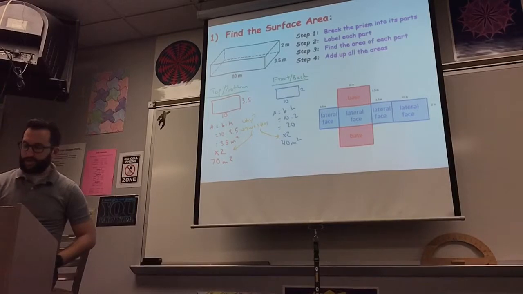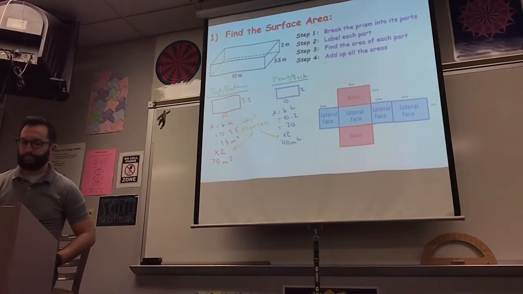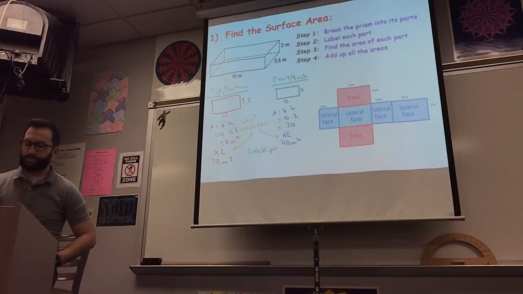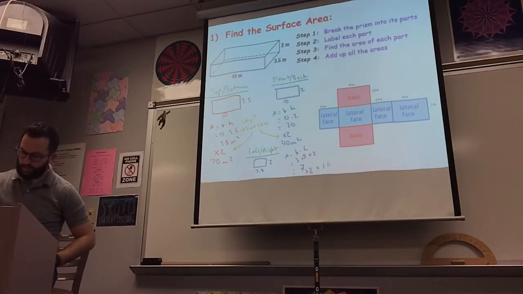And then the last one, we did top, bottom, front, back, and now we need to do which one? Sides. I usually call these left and right. You can call them whatever you want, but the reason why I call them left and right is because it helps me remember that I need to do left and right, that's times 2. And this is 3.5 by 2. So area equals base times height, 3.5 times 2, which is 7. But it's not 7. Times 2 is 14 meters squared.